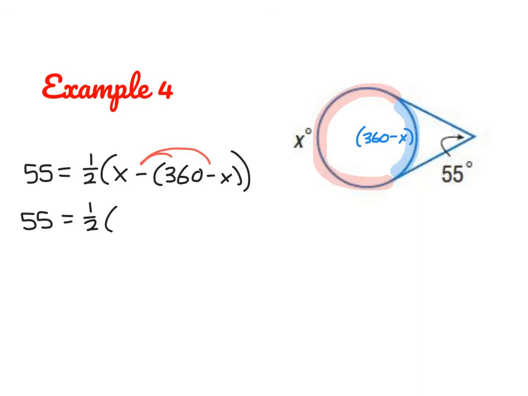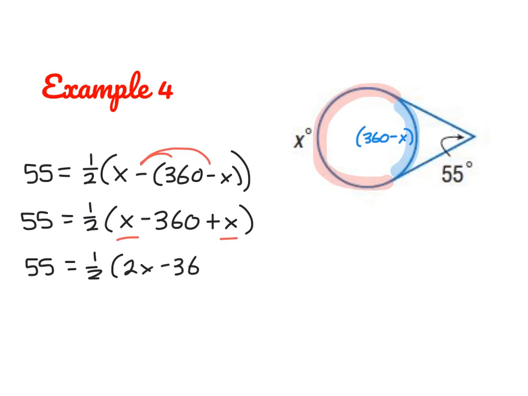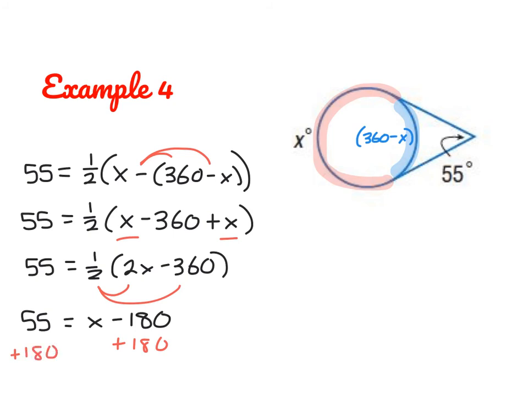So like I said, we'll distribute that negative. So minus 360 plus x. And now we can combine like terms. So 2x minus 360, and let's distribute. So 2x divided by 2 is 1x. 360 divided by 2 is 180. And then we'll just add 180 to both sides. And we get x equals 235 degrees.